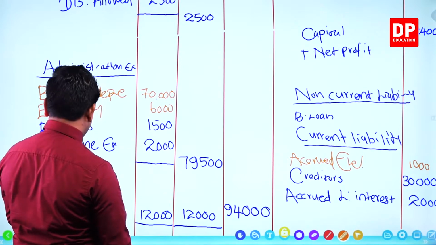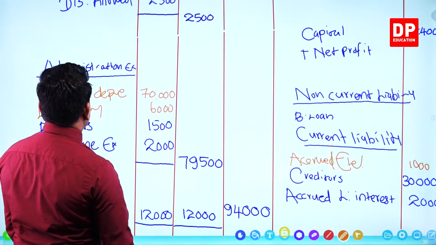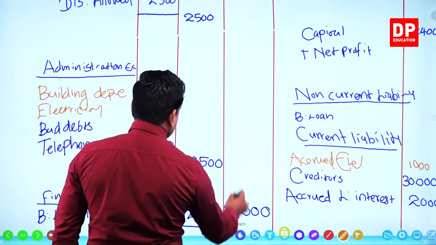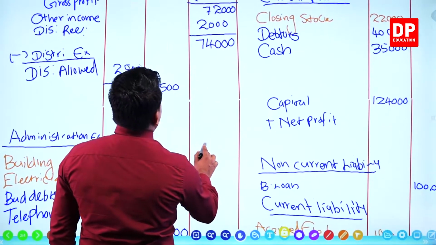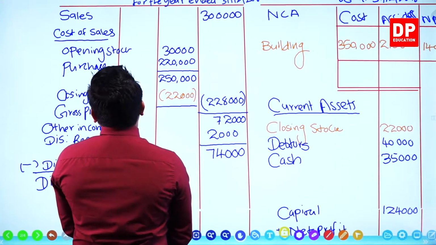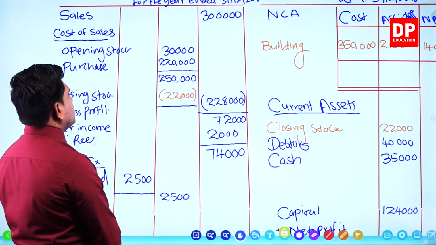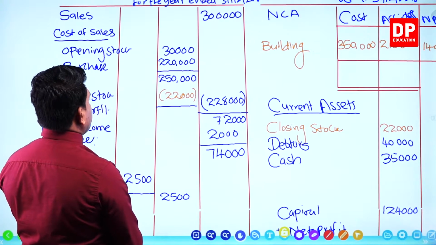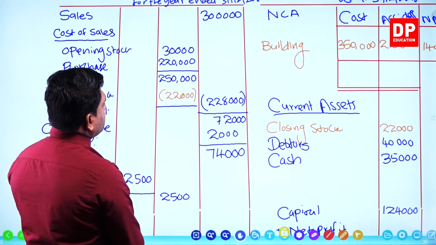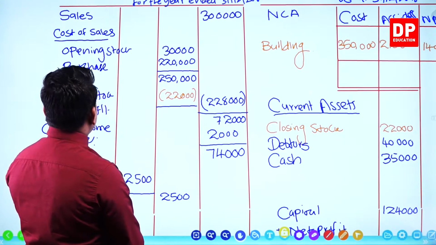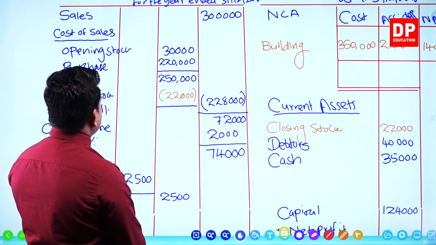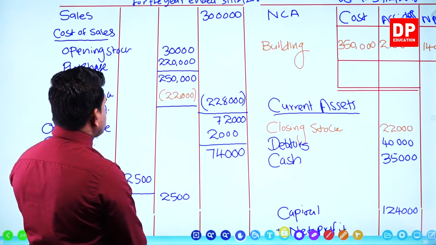Then above you see how much the total income is. Here 74,000. Check, is it correct or wrong? Yeah, opening stock 30,000 plus 20,000, 50,000. 250,000 minus closing stock 22,000, 228,000, right? Yes. Correct.